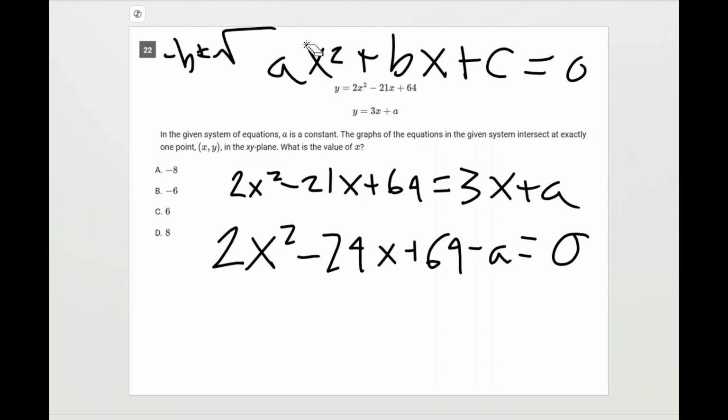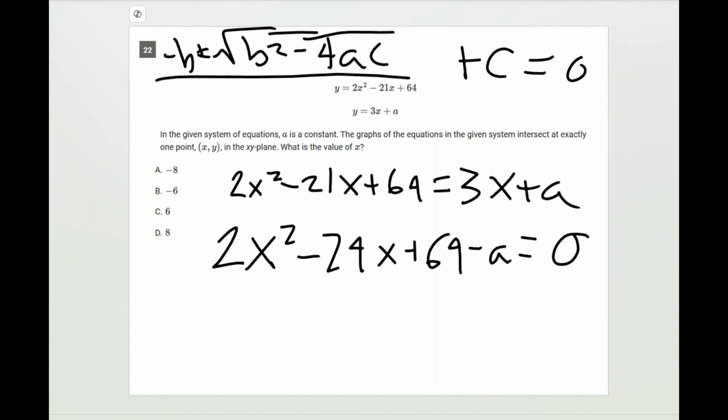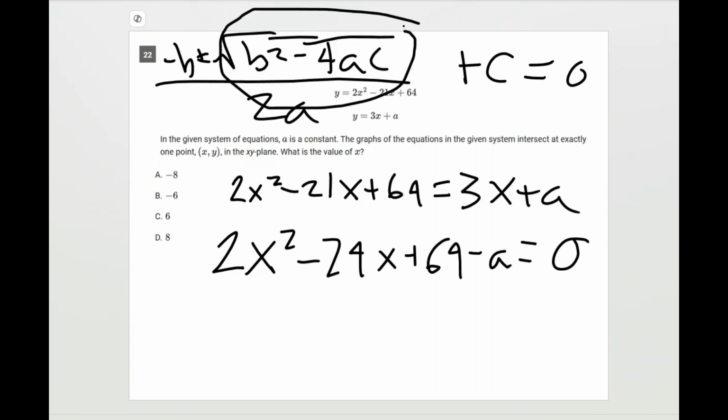Let me erase some of that there. You're going to use the quadratic formula: negative b plus or minus the square root of b squared minus 4ac, over 2a. So let's solve for that equation. But the problem is that this equation will give you two values of x, a plus and a minus version. And so in order to only get one value of x, you're going to have to find a place where this part equals 0. So you want the square root of b squared minus 4ac to be equal to 0. So essentially, you just want b squared minus 4ac to be equal to 0.